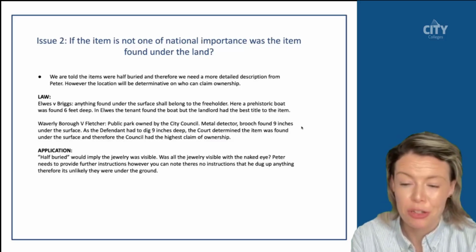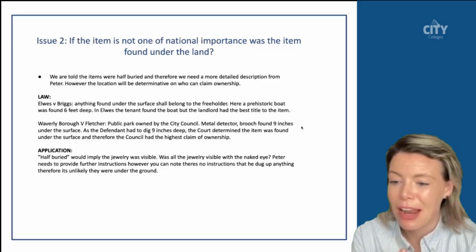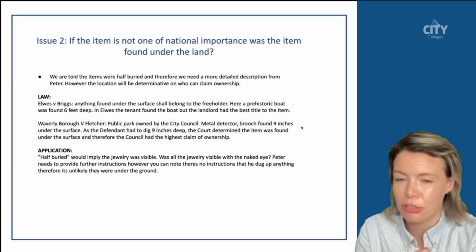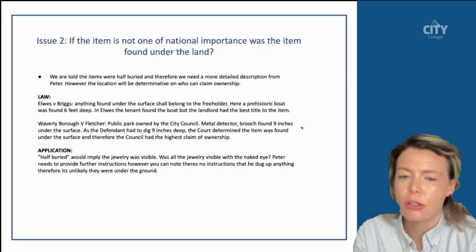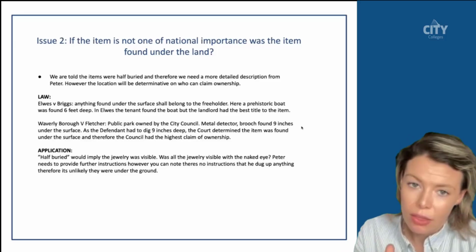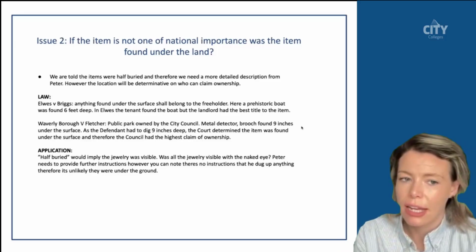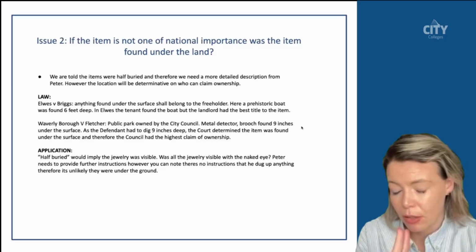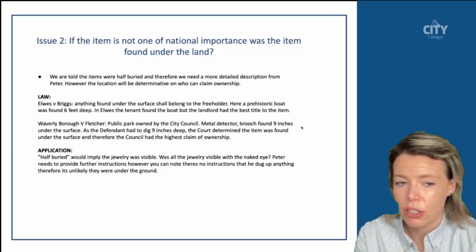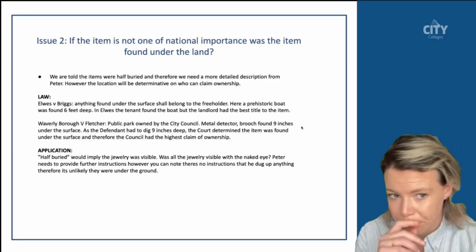The second big issue here is if it's not one of national importance, which it probably isn't going to be, because it's not like it was found miles and miles deep in the ground. So it's probably a relatively new piece of jewellery, but we don't need to hypothesize on that level. We just keep it general. If it's not one of national importance, what we need to determine is if the item is found under or on the land. If it's found under the land, we have two pieces of case law here: Yules v Briggs, which is the locus classicus, and then the more modern decision of Waverley Borough Council v Fletcher.